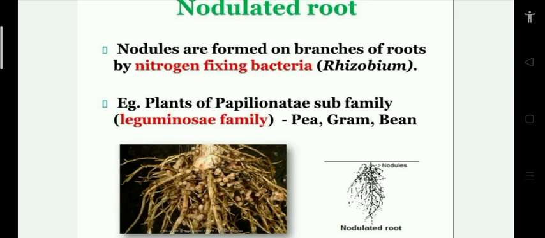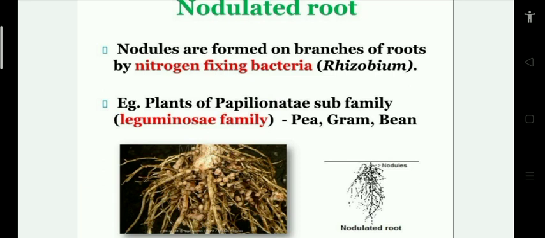Now one more thing, nodulated roots. This is also a taproot modification. For example, in some legume plants, roots have nodular structures. Nodules are formed on the branches of the roots for nitrogen fixing bacteria. In legume plants, nodules are present, and inside the nodules the Rhizobium bacterium is present, in symbiosis with the legume plant. Nodules are present in the roots, which is why these are called nodulated roots.